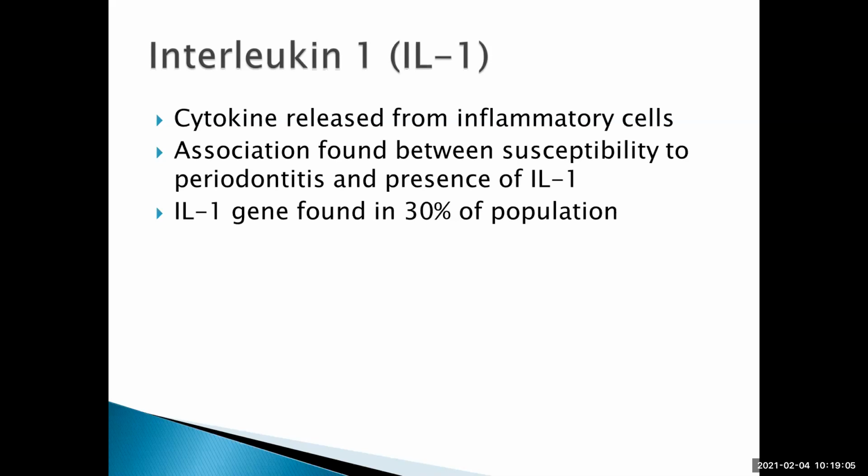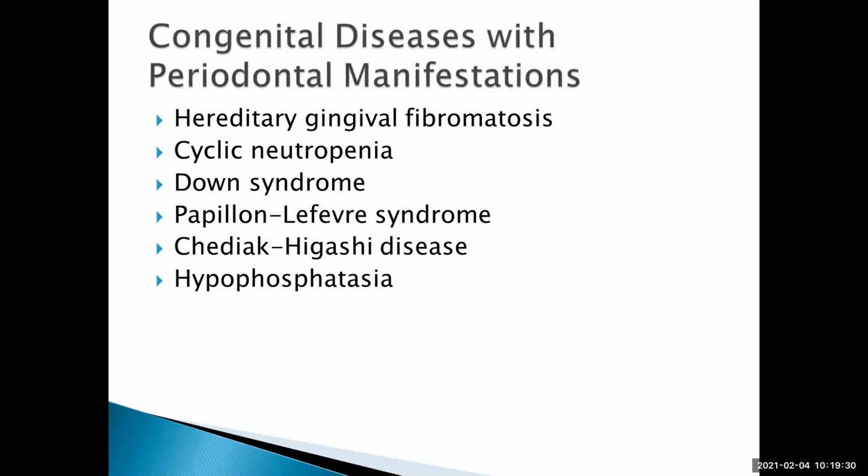30% of the population are interleukin 1 genotypes. So 30% of the population have this interleukin 1, which means 30% of the population is going to be more susceptible to periodontal disease. Does that mean they're going to get it? No, it just means they're more susceptible. 30% for interleukin 1. There are congenital diseases with periodontal manifestations, and you're going to be looking into this more in depth with pathology with Mrs. Heberly. Hereditary gingival fibromatosis.